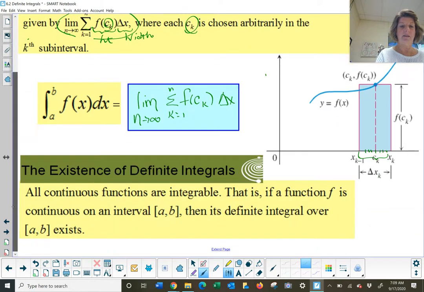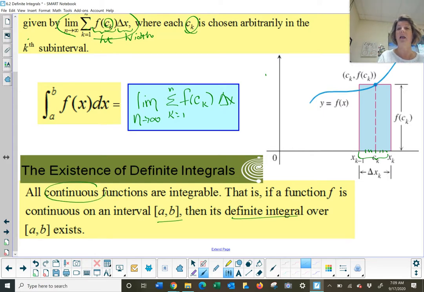And the existence of definite integrals: all continuous functions are integrable. That is, if a function f is continuous on a to b, then its definite integral over a to b exists. We just need continuity of the function.